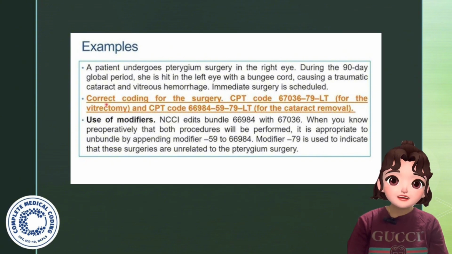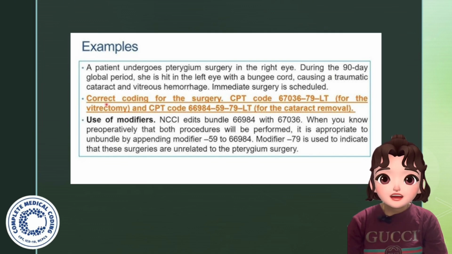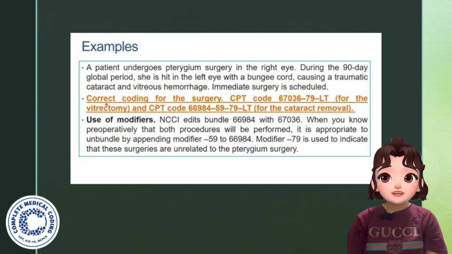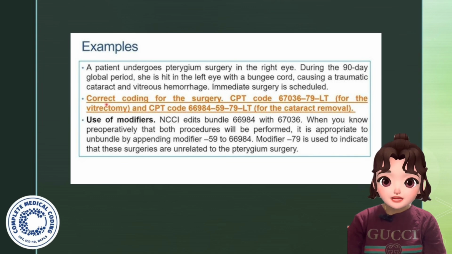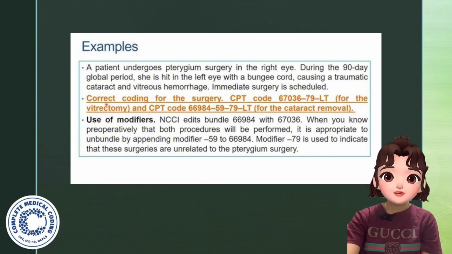So let's look into detail what all these codes represent. Here the patient undergoes pterygium surgery in the right eye, and during the 90-day global period, she is hit in the left eye with a bungee cord, causing a traumatic cataract and vitreous hemorrhage. Then immediate surgery is scheduled. So here you have to code for the surgery and then the cataract removal code. So all this you have to code.